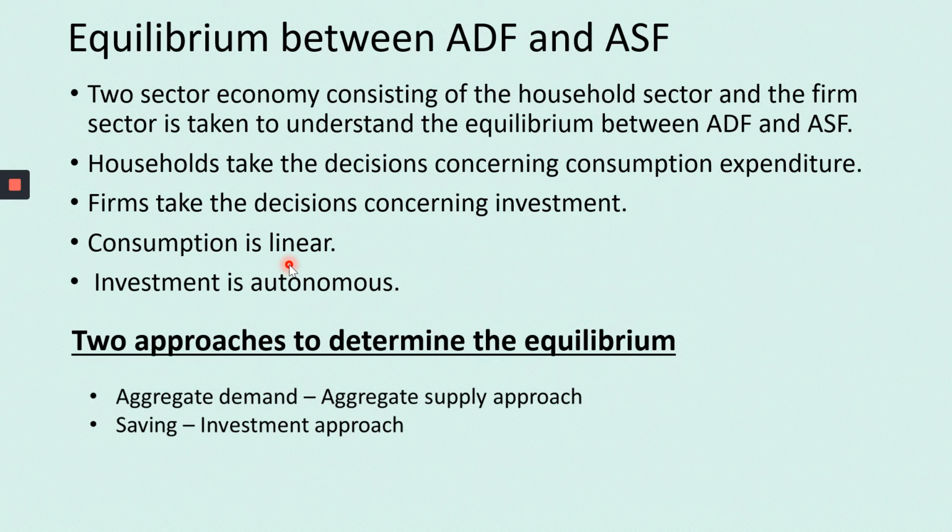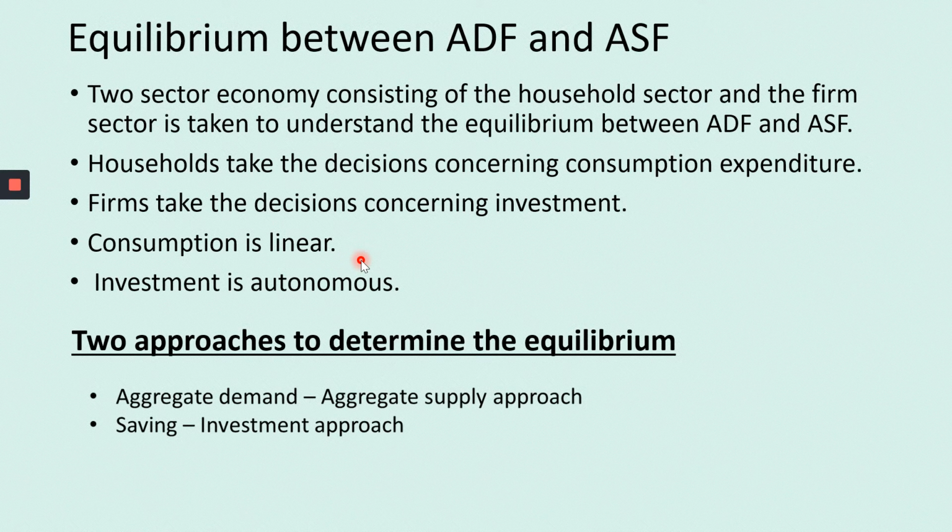If the consumption function is linear, the MPC remains constant. MPC means the marginal propensity to consume. The marginal propensity to consume remains constant, but the average propensity to consume varies. Okay, I'll explain again. What do you mean by consumption is linear? If the consumption function is linear, the marginal propensity to consume will be constant, but the average propensity to consume varies.